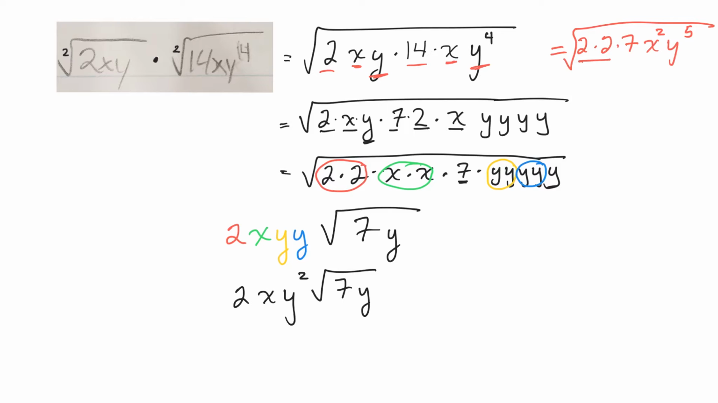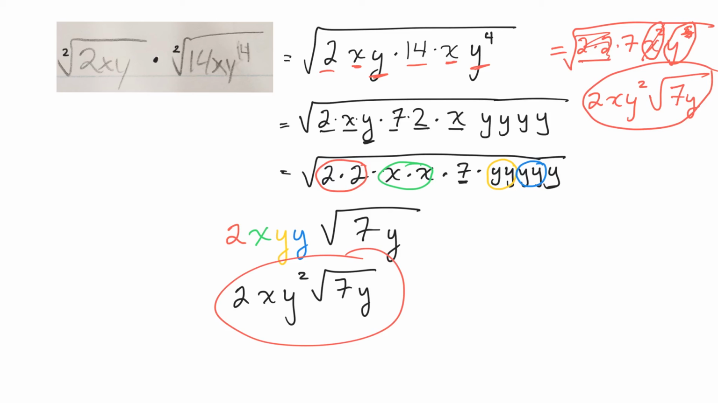So I see the two 2's. I can bring a 2 out. And then here, there's 2 x's. I'll bring 1 x. And there's 5 y's, so there's 2 pairs in there. So I can bring 2 y's out. And then I'm left with, so I've taken care of that, and these 2, and all but one of those. So I'm left with 7y inside. So that is the same as that. Hopefully that helps you in simplifying or multiplying radicals.